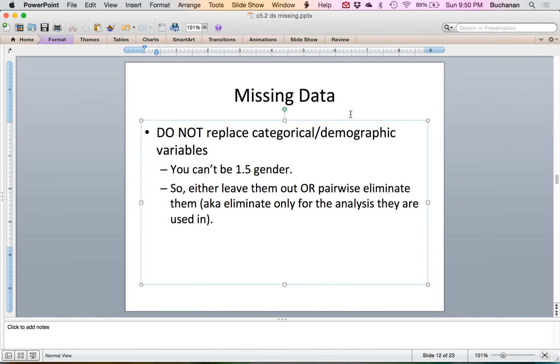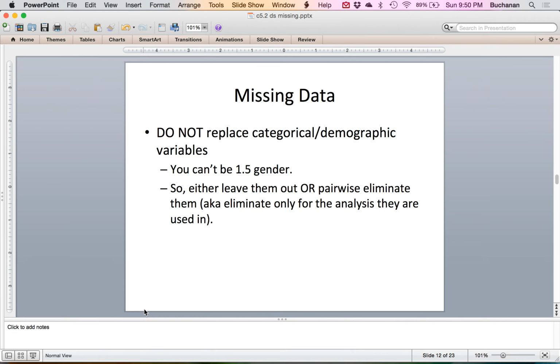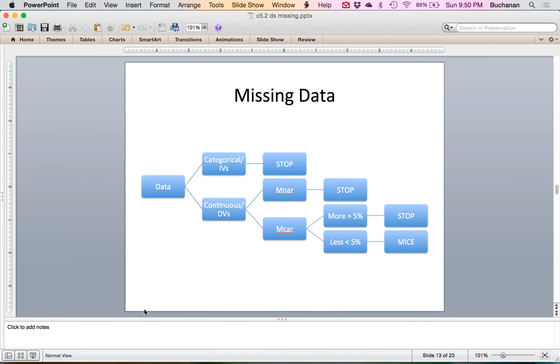If you have a categorical variable that's part of the dependent variable, you can impute that, and mice will do that for you. But just in general, that's my general rule. Don't replace those. So you can either leave them out or do pairwise elimination. And we're going to talk about the easiest way that I have found to do that in R. And if someone watching has an easier way, let me know, because this is sort of the hack that I've put together. And so this is my ultimate missing data flow chart here.